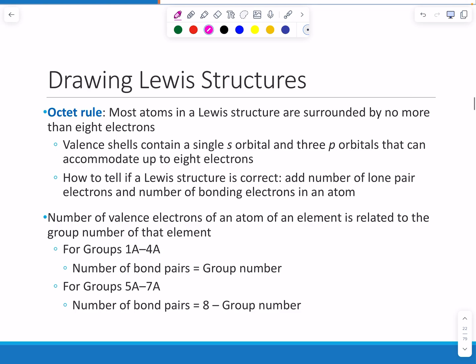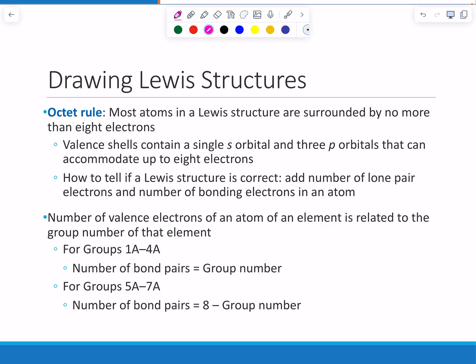All right, so we've got some rules, and the handout that I gave you, if you go through and just step-by-step follow these rules when you're dealing with atoms and trying to draw a Lewis structure, things should work out for you. But let's talk about the basic rules.